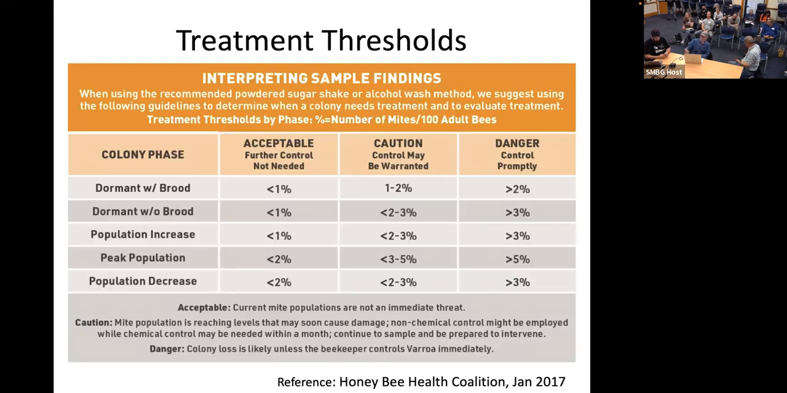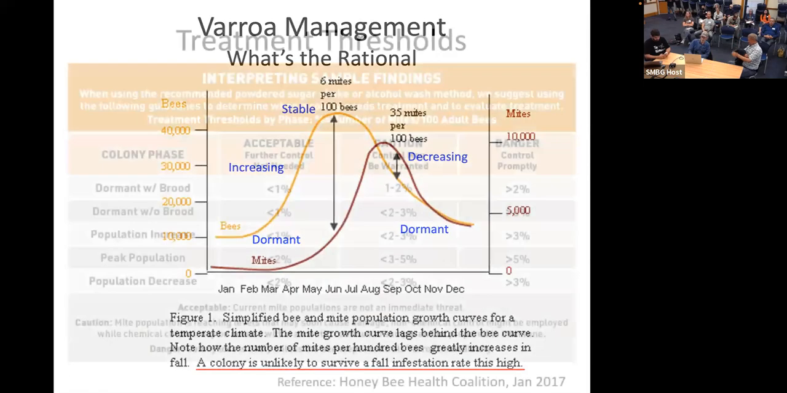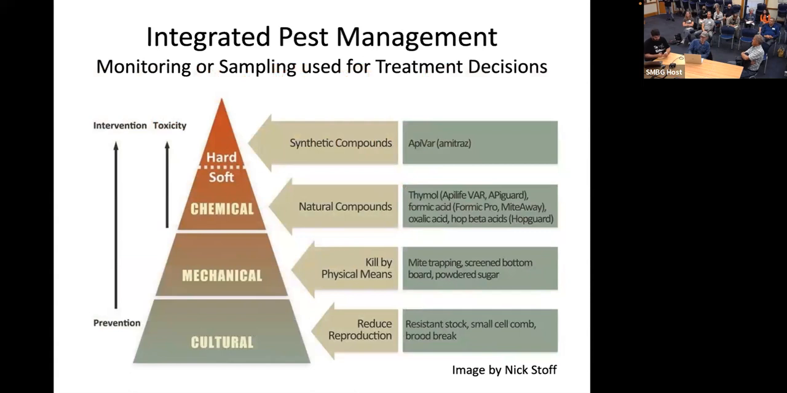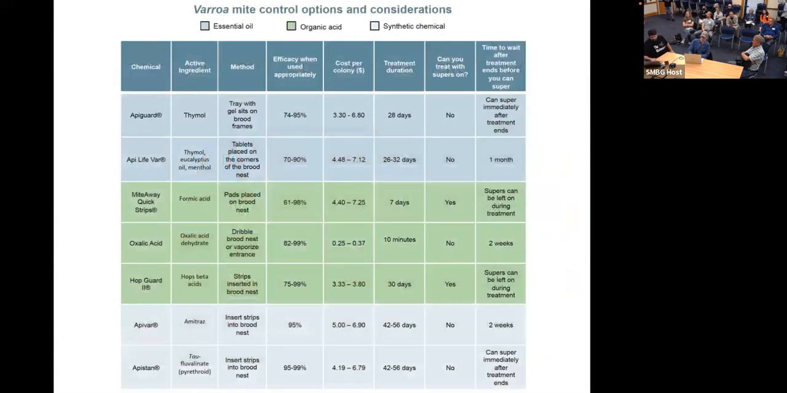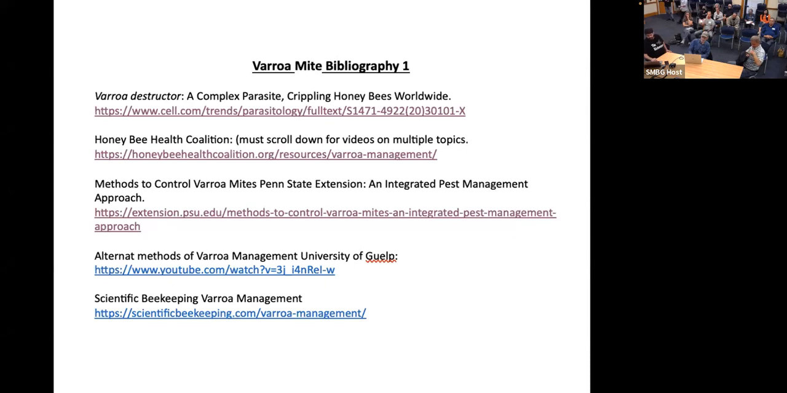And all you have to do is Google mite treatment, you know, IPM mite treatment or Honeybee Health Coalition. There are multiple sites that have all of this information. These are all the chemicals. And then the second reference on this bibliography is the Honeybee Health Coalition. It's a front page. And then if you scroll down on the page, it's got all the videos, all the information that you can find, or more than I want to know.